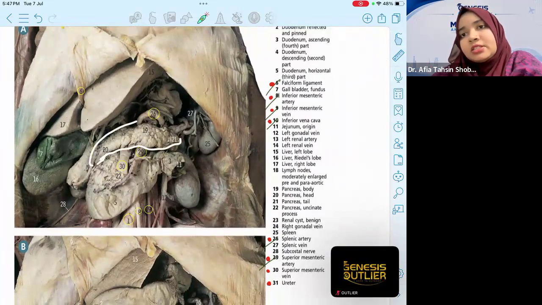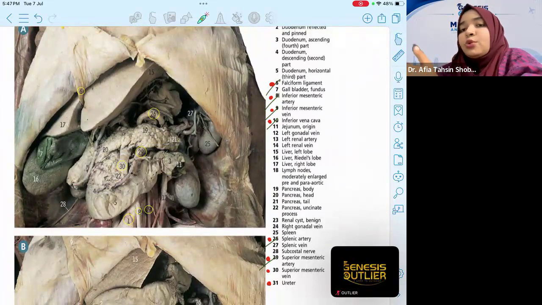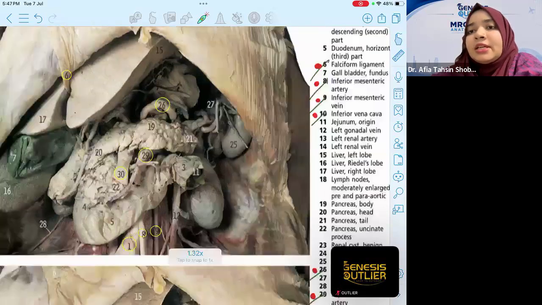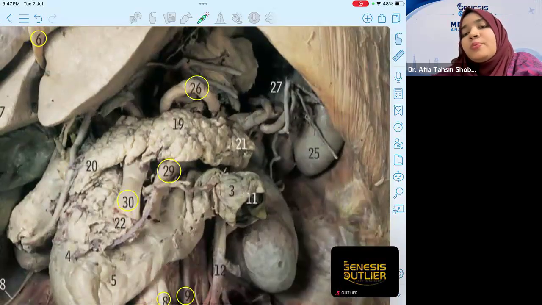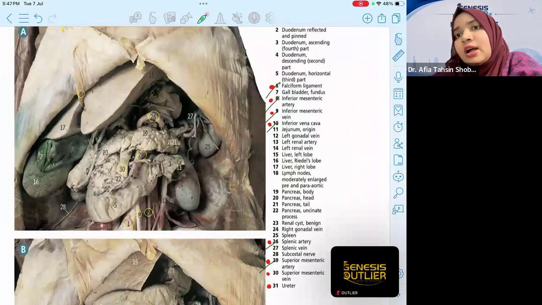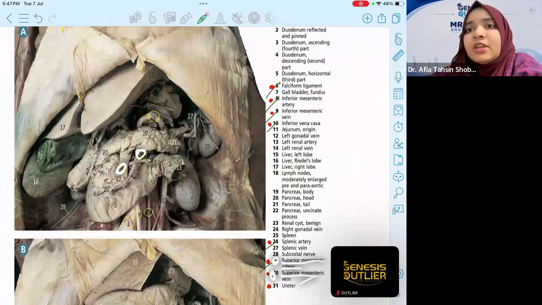Then come to this. This is pancreas, right? This is enzymatic process. This is pancreas, body, head, neck, tail, and I will show you the image in the next class, inshallah. When we study pancreas, it will be more clear for you. But here, just see our superior mesenteric vessels, 13 and 29, superior mesenteric artery and superior mesenteric vein.